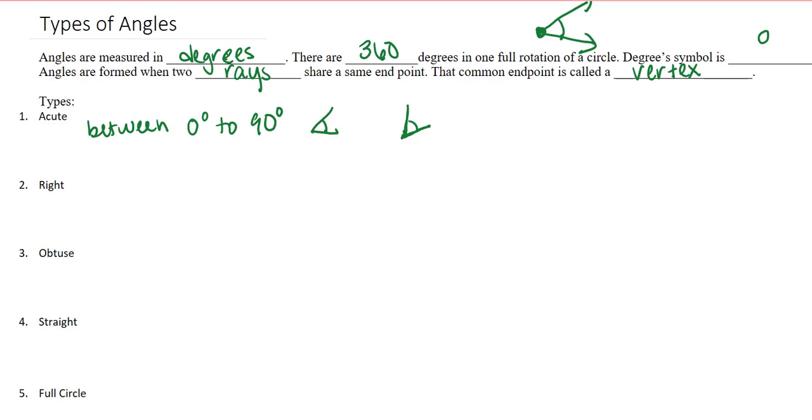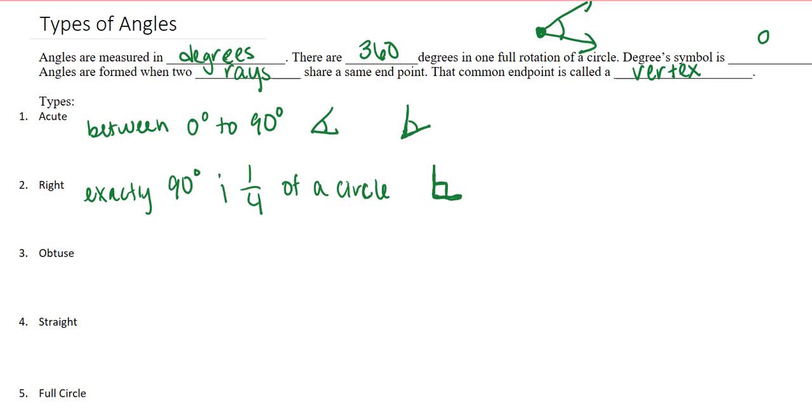Now a right angle is exactly 90 degrees, and it's only 90 degrees. It is 1/4 of a circle. This is the 1/4 right here, and you can see this little box there to indicate that it's 90 degrees.